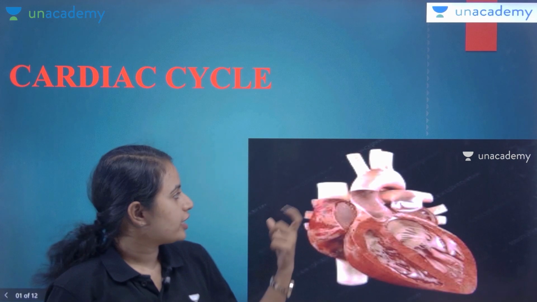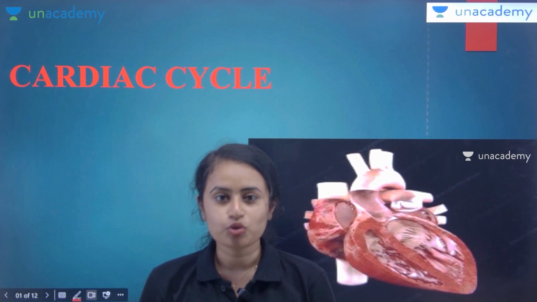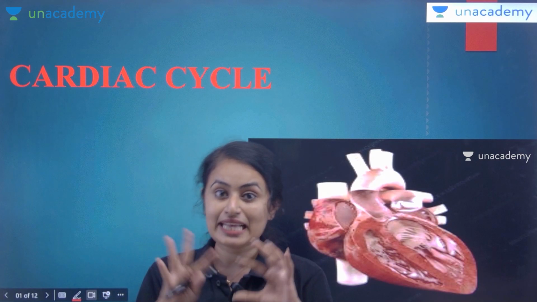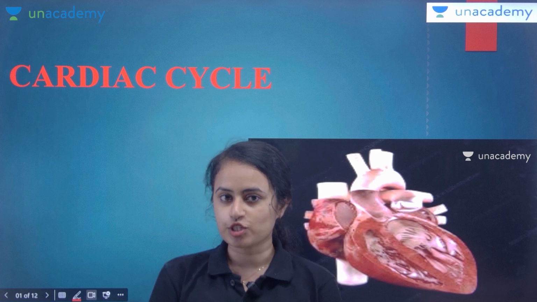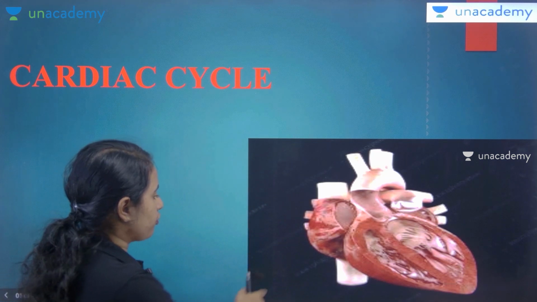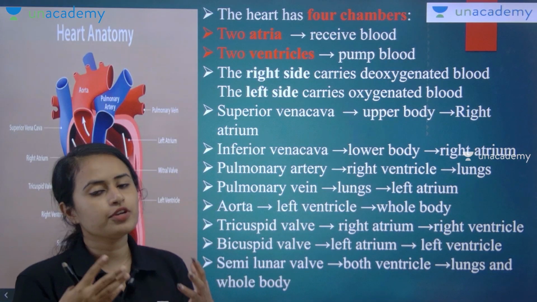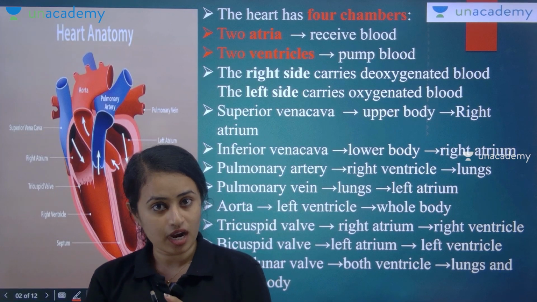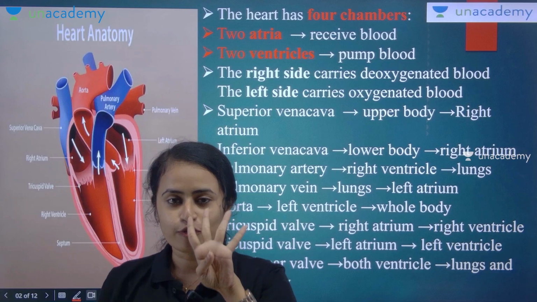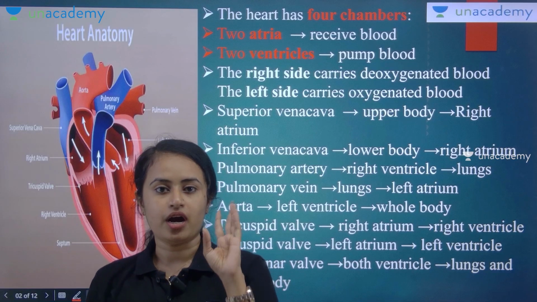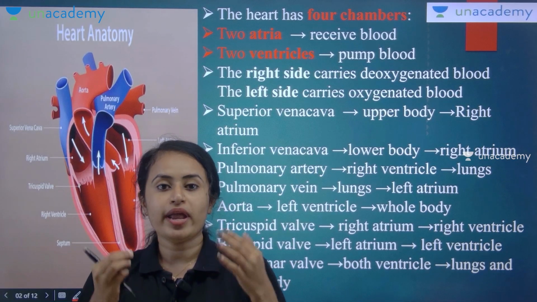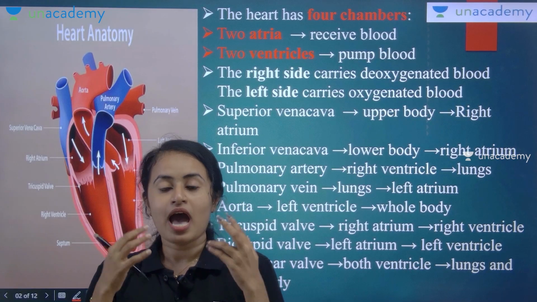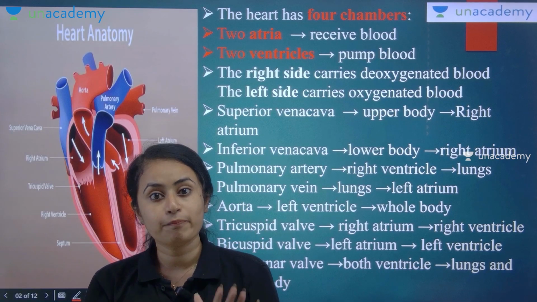Before going into the cardiac cycle, we have to know the basic external as well as internal features of a heart. We all know from 8th, 9th, 10th itself we came to learn about the external and internal structure of the heart. The heart consists of 4 chambers, 2 atria and 2 ventricles. The 2 atria are receiving chambers and the 2 ventricles are pumping chambers.